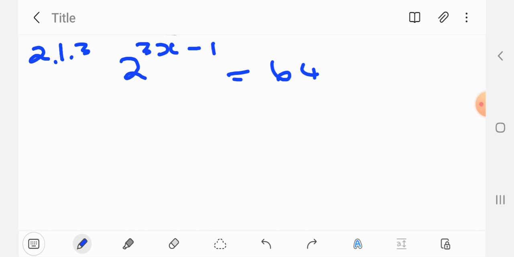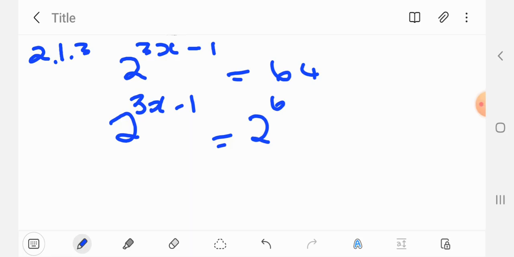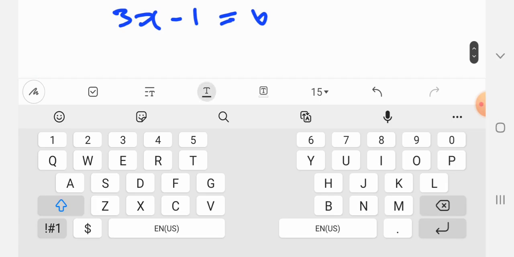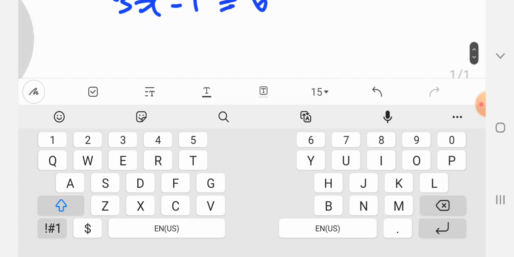So here we have 2 to the power of 3x minus 1 equals, when you say 2 to the power of 6, that gives you 64. So the bases are the same, leave them out, focus on the exponents. 3x minus 1 equals 6. Now we want to move a bit.